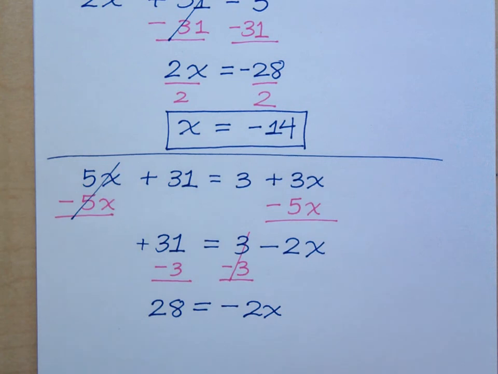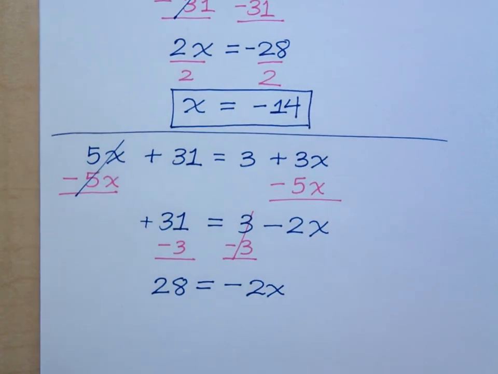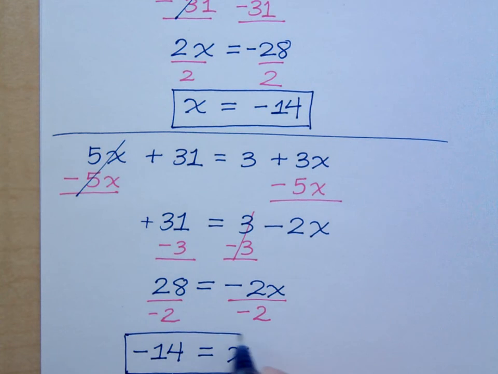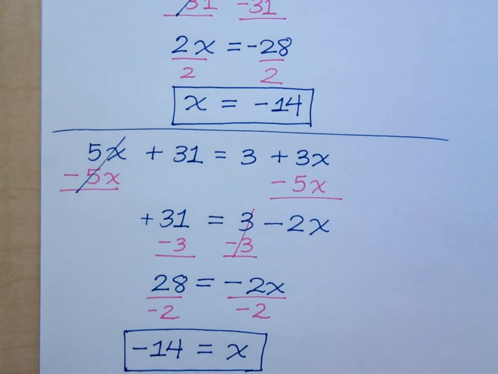And how do I finish getting x by itself in this case? Divide by what? Negative 2. No, you only divide by the coefficient. Just divide by negative 2. What's 28 divided by negative 2? Negative 14 equals x. Isn't that the same thing I had before? So either way you do this, it doesn't matter. But you've got to watch out for your sign.